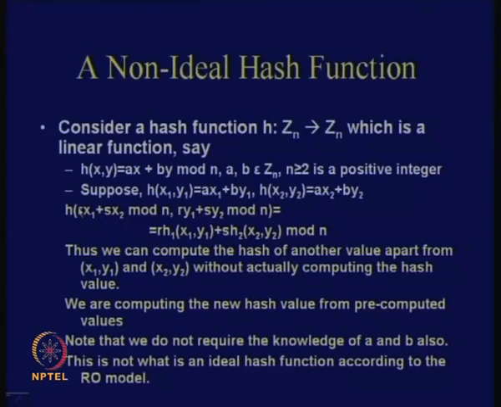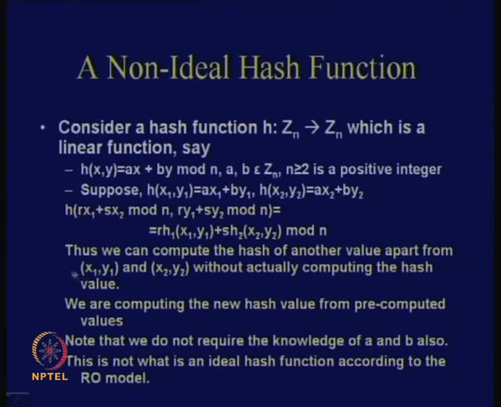You see that this particular input I have not previously computed, but from my previous results I can deduce this value. Because I know that this output should be equal to r times h1(x1,y1) plus s times h2(x2,y2), and I know both of these values. I do not even need the values of a and b, I just need to know r and s, which I know. From there I can express my new hash output from the previous hash outputs. So this is an example of a non-ideal hash function, which I am ruling out in the random oracle model.